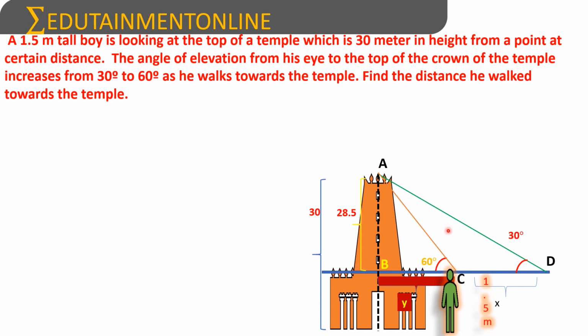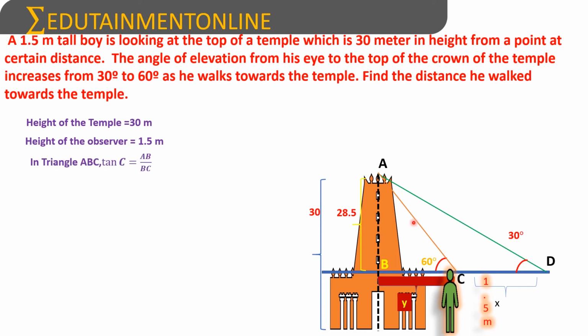So now we have two triangles, ABC and ABD. From these two triangles we can find the distance he walked, which is CD. Let us consider that CD as x. The height of the temple is given as 30 meters and the height of the observer is 1.5 meters. So in triangle ABC, tan C, tan is opposite by adjacent side, which is AB by BC.